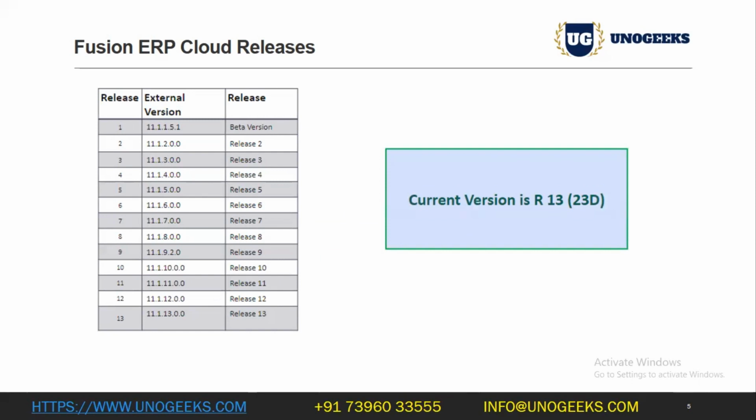Initially, we have 23D, which means every quarter. For example, we are in February, right? So we are in the first quarter of 2024. Of course, you are aware Oracle is US related, so basically they follow the US calendar.